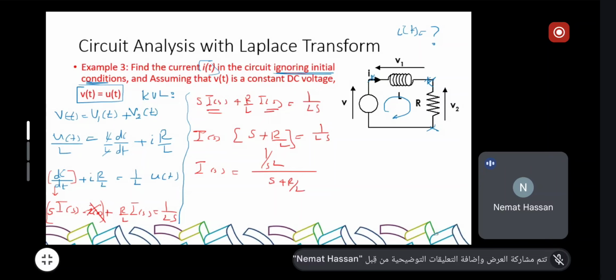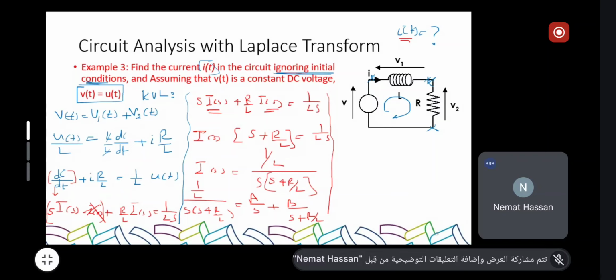Or we can rearrange it by taking this S down, so it becomes 1 over L times S over RL. So this is the problem solved. You already solved for current in frequency domain. But the question was in time domain, which means now I have to go back and perform the inverse transform by using partial fractions. So I'll say that 1 over L divided by S times S plus R over L is equal to A over S plus B over S plus R over L.